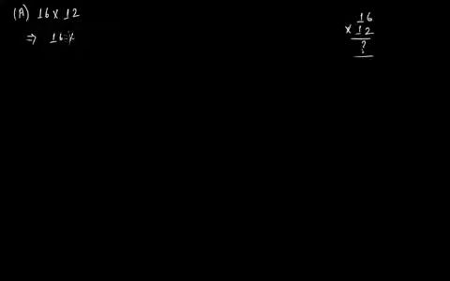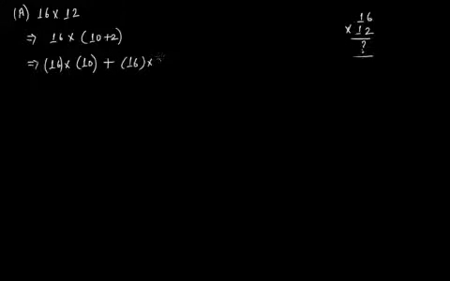16 times 10 plus 2. I can write 12 as 10 plus 2, and this will become 16 times 10 plus 16 times 2. Now could you tell what property we have actually used here?